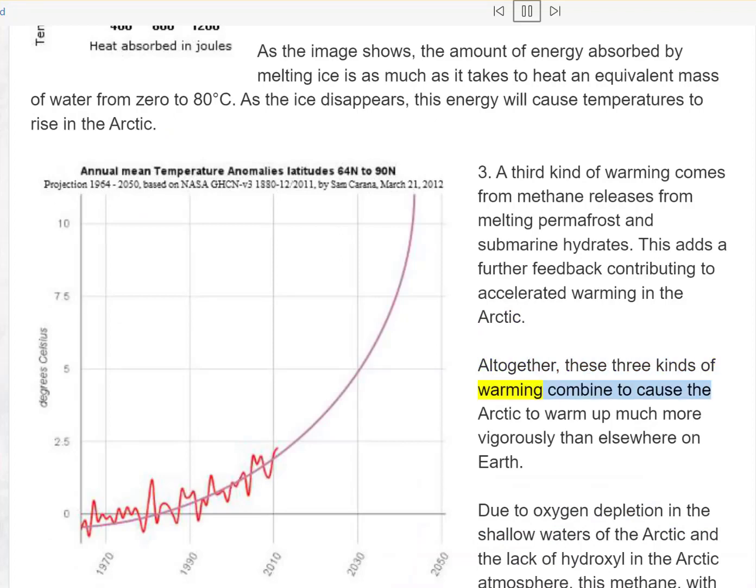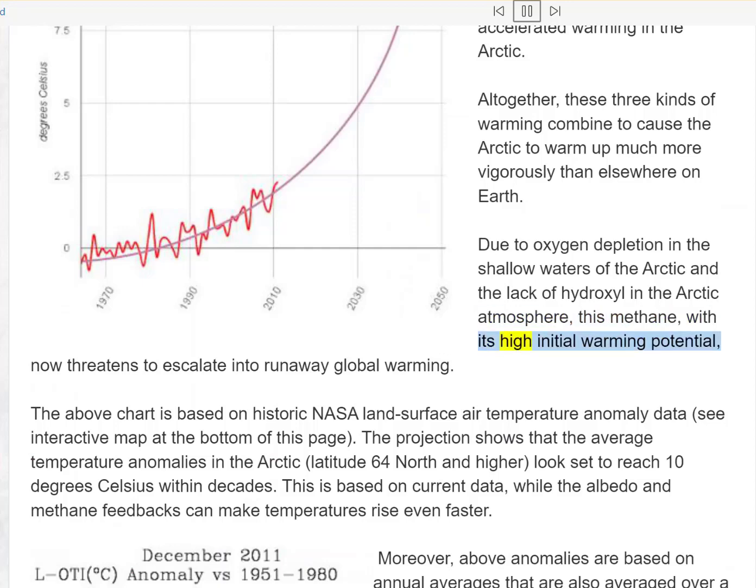Altogether, these three kinds of warming combine to cause the Arctic to warm up much more vigorously than elsewhere on Earth. Due to oxygen depletion in the shallow waters of the Arctic and the lack of hydroxyl in the Arctic atmosphere, this methane, with its high initial warming potential, now threatens to escalate into runaway global warming. The above chart is based on historic NASA land surface air temperature anomaly data. See interactive map at the bottom of this page.